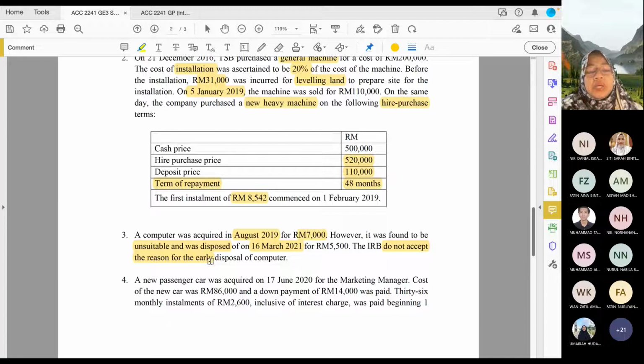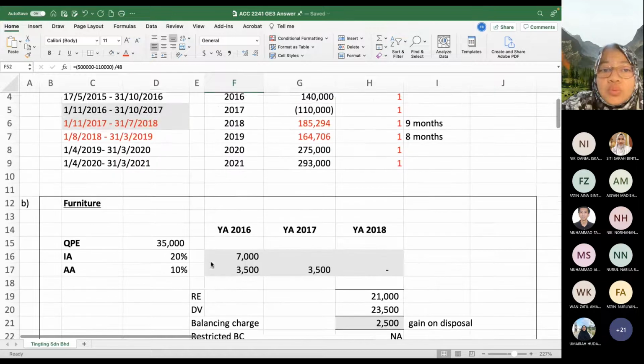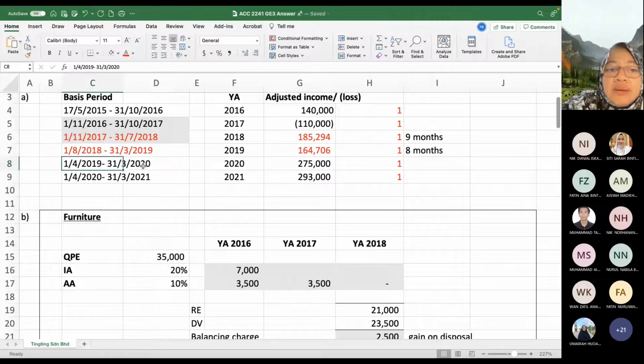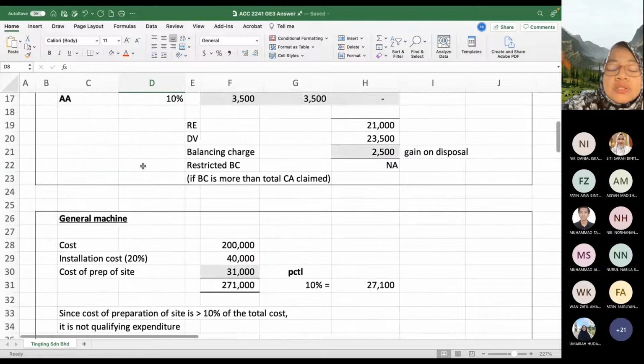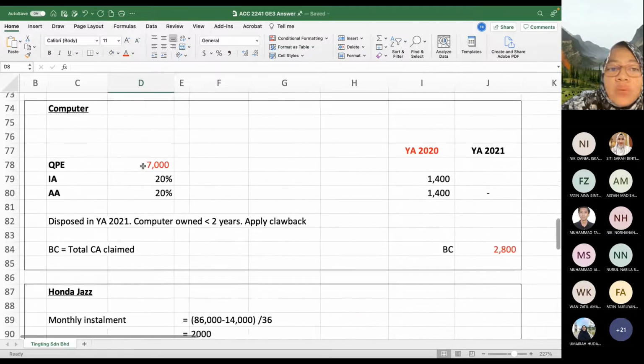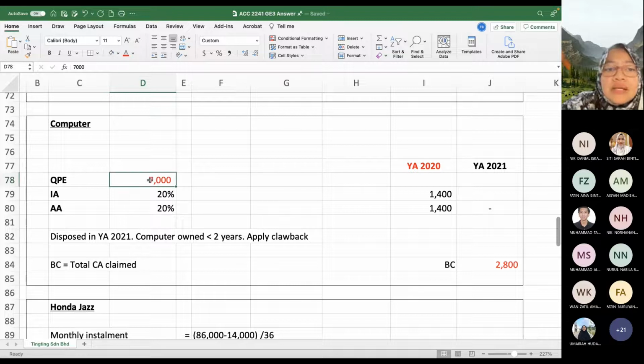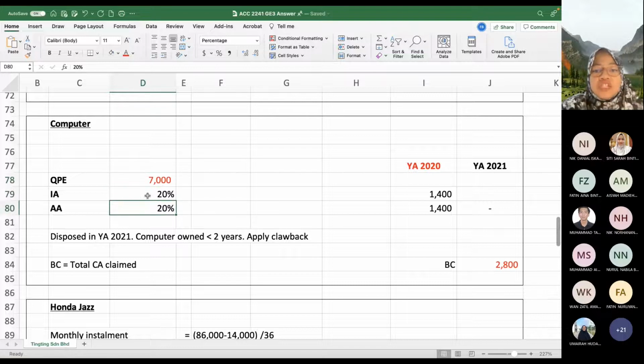Because of that, you have to check how long the computer was held. You purchased in August 2019 and you disposed on 16th of March 2021. So let's look at the year of assessment. August 2019 is YA 2020, because your year end is 31st of March. So YA 2020 will be the first year that you claim allowance on the computer. The QPE is 7,000, IA and AA are 20% each, and you start claiming in YA 2020, so 1,400 and 1,400.